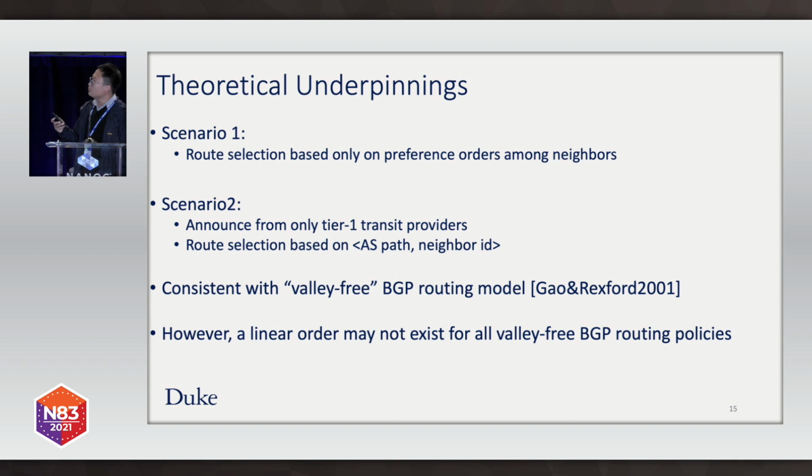So under those two scenarios, the route selection is consistent with the valley-free BGP routing model, but they will still guarantee there will be a total linear order. But we also found out that there are several counter cases where a linear order may not exist for all valley-free BGP routing policies.